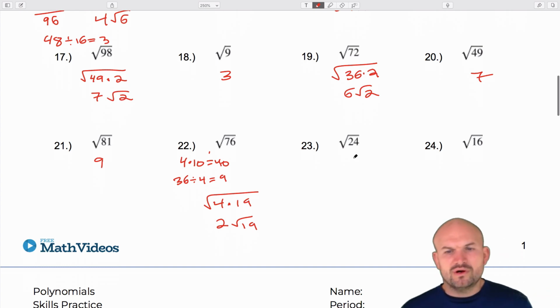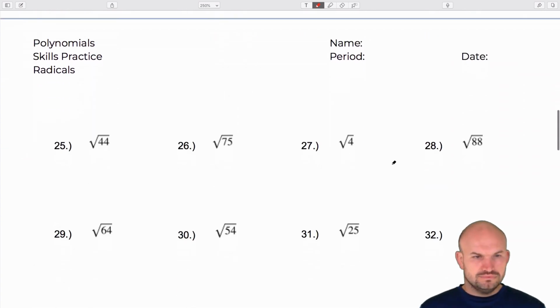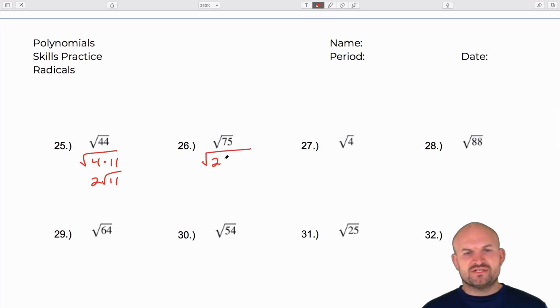Square root of 24. Let's see. I know that's going to be 4 times 6. So that'd be 2 square root of 6. 16 is a square number, so that's easy. Let's see here. I recognize this to be double digit. It's 4 times 11. So that's 2 square root of 11. Here I recognize that's going to be divisible by 25. 5 square root of 3. That's a square number. That's easy.